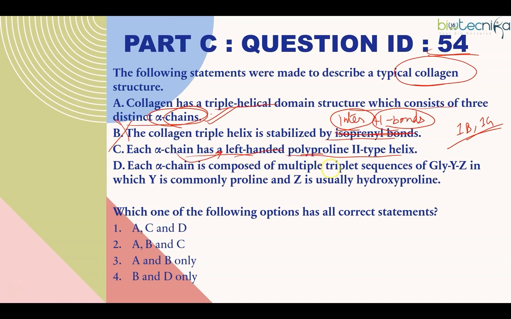Each is composed of multiple triplet sequences. The sequence which is repeated many times in the alpha chain is glycine, Y and Z, where Y is commonly proline and Z is usually hydroxyproline. So all are correct except B. Option 1 is the right answer.